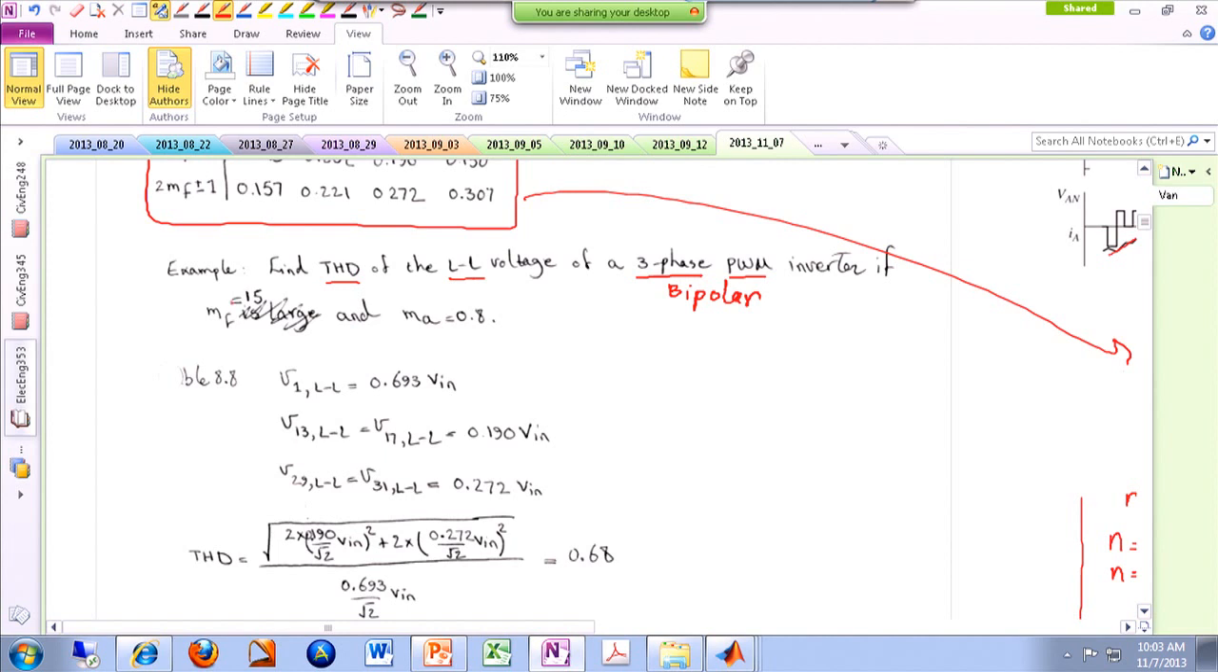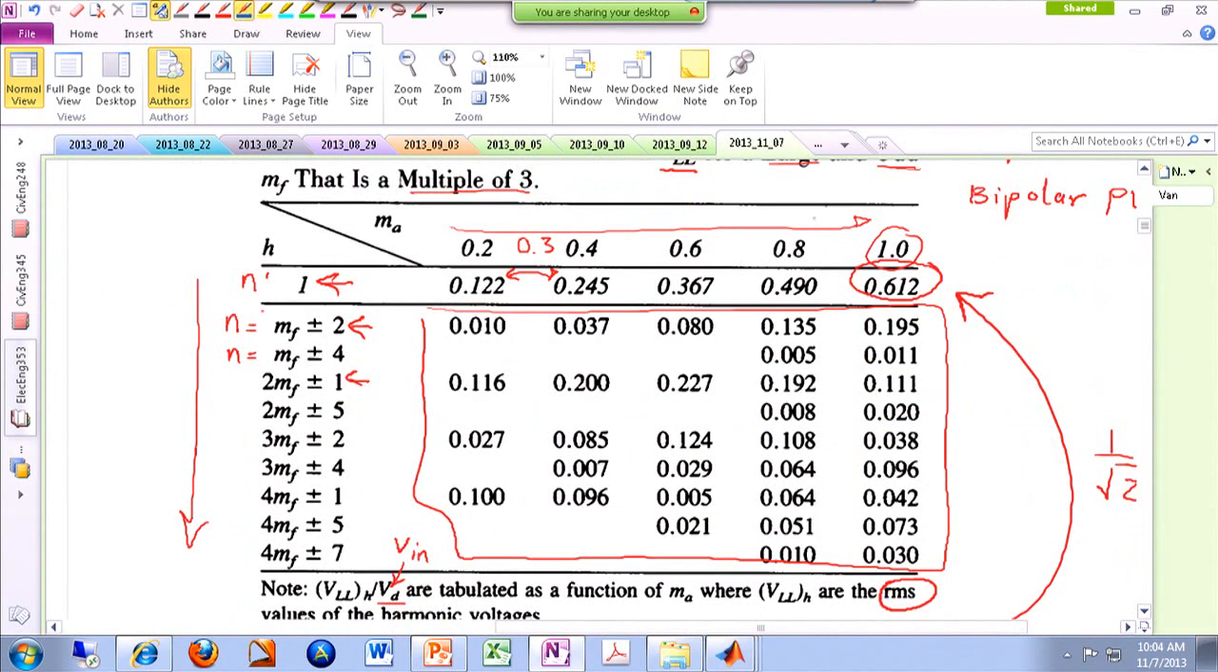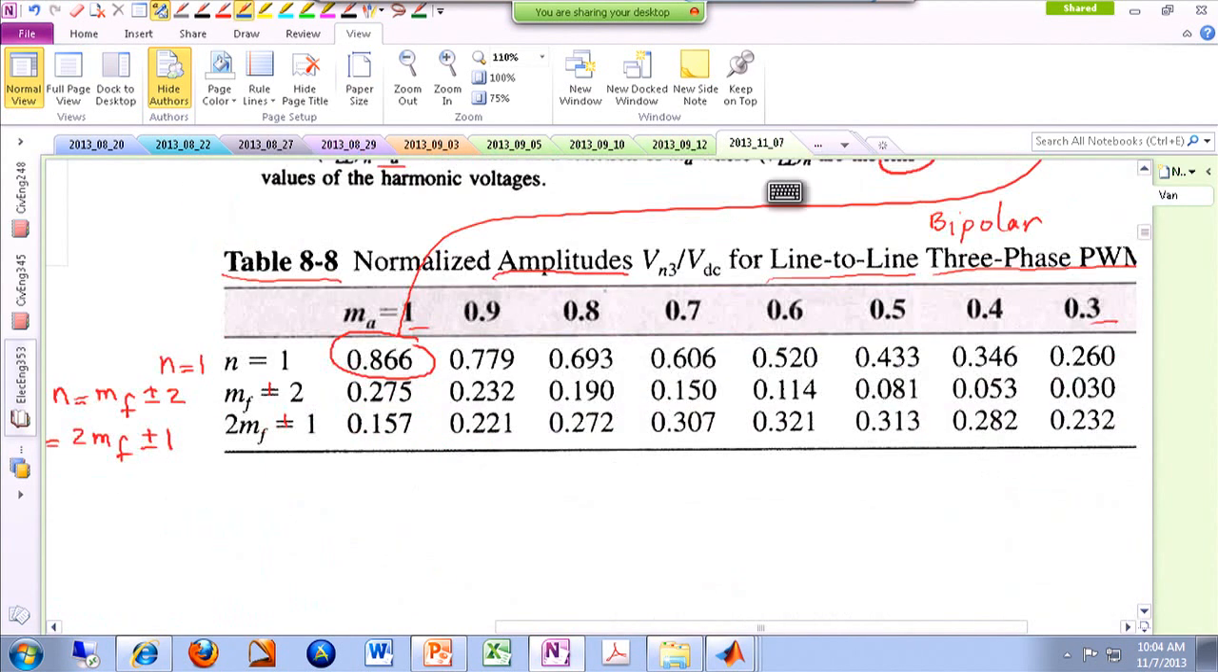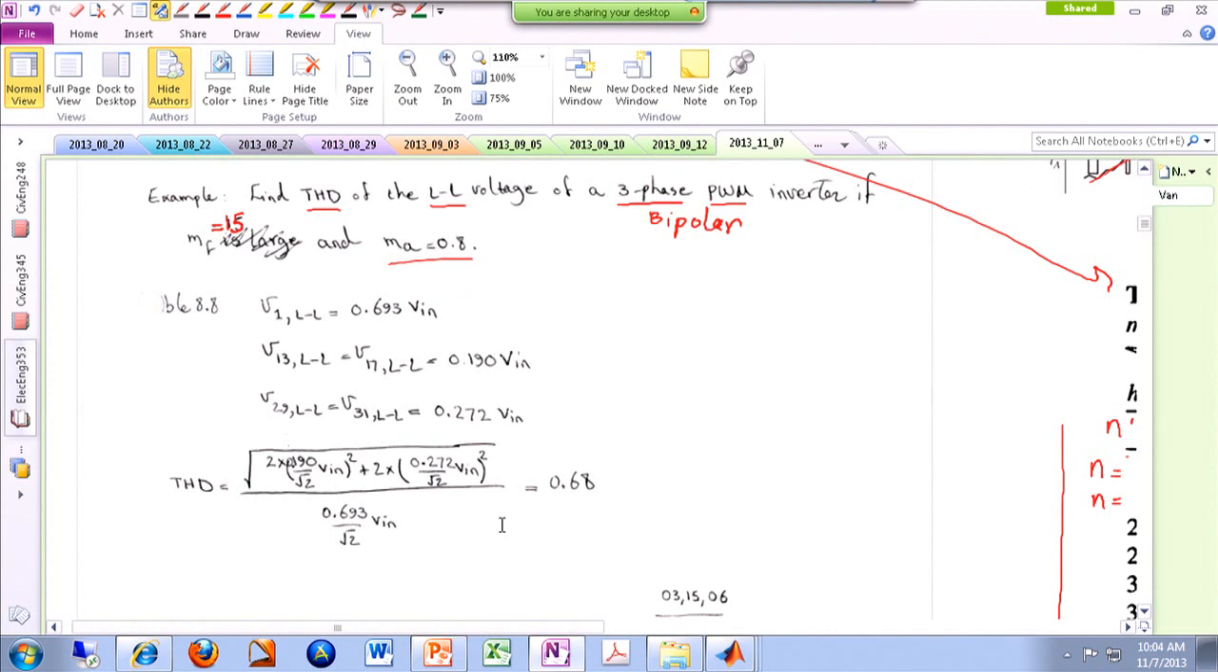Now, what is the value of MF? It's 15. It's an odd number. It's relatively large, and it's a multiple of 3, so it satisfies our conditions. And MA, the amplitude modulation index, is 0.8. The suggestion is if I use this table, I should use these numbers, which are all RMS values, or I can use these numbers in terms of amplitude values. It doesn't really matter which one you use, because in this particular case, the square root of 2's all cancel out each other.